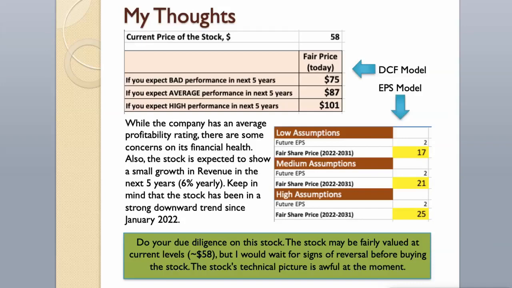Keep in mind that the stock has been in a strong downward trend since January 2022, and it can go lower, before it recovers. Do your due diligence on this stock. The stock may be fairly valued at current levels, $58, but I would wait for signs of reversal, before buying the stock. The stock's technical picture is awful at the moment.